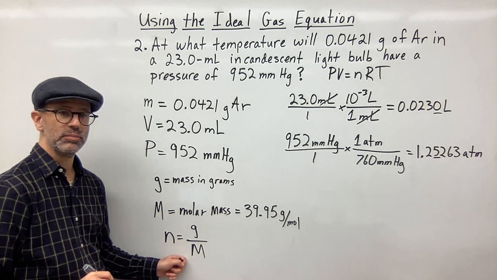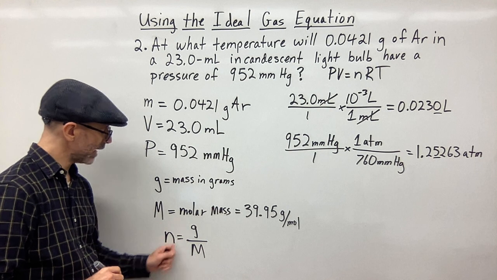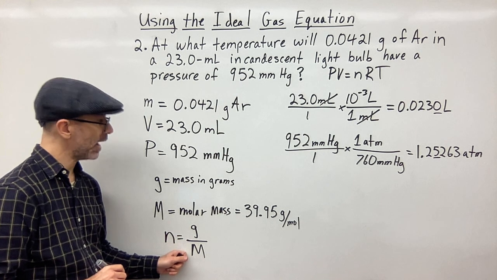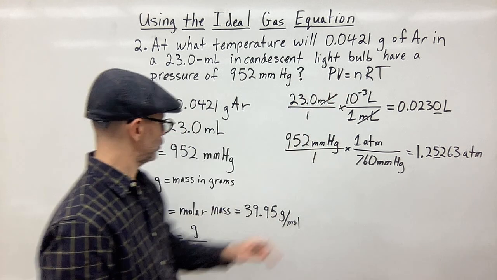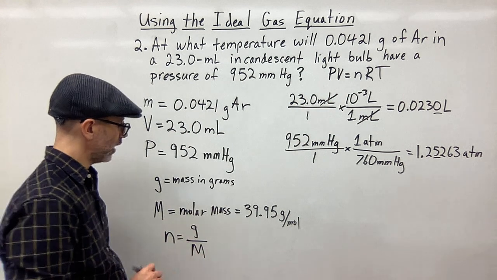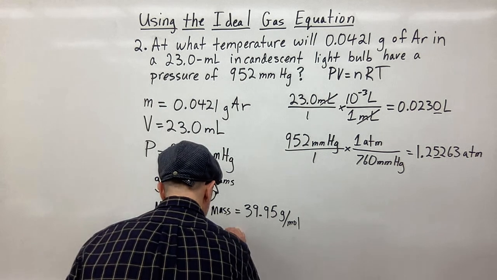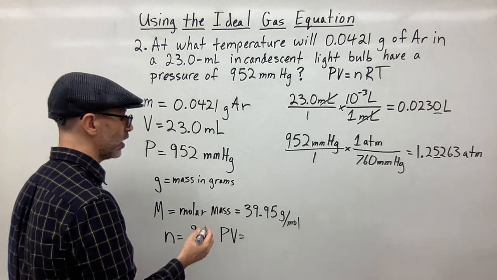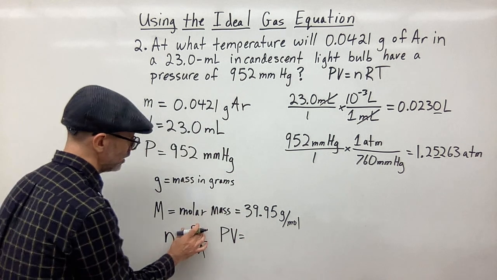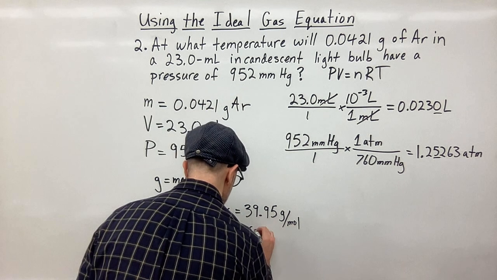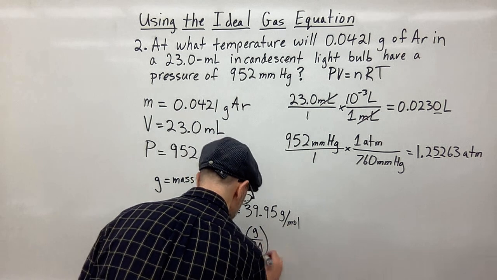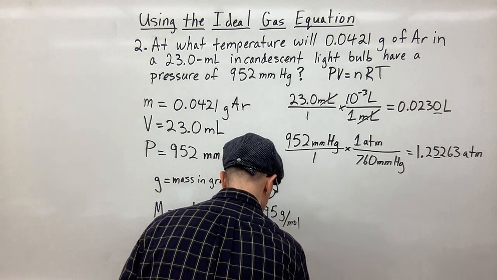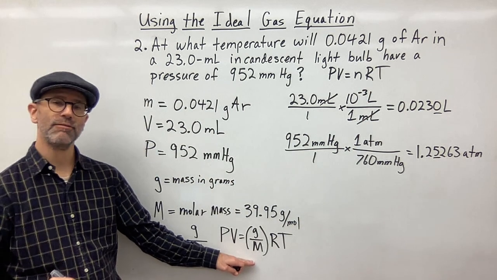So if the number of moles, N, is equal to this mass in grams over molar mass, then we can substitute that in for this. So we get PV is equal to, instead of nRT, we're going to replace N with G over M. So it's going to be G over M multiplied by RT. So now we have that version of the equation.